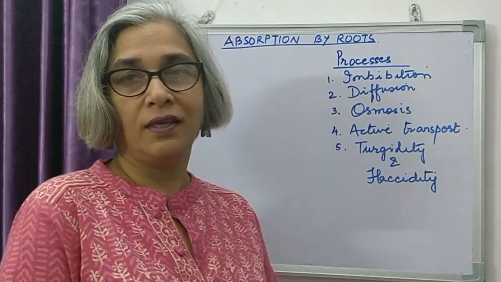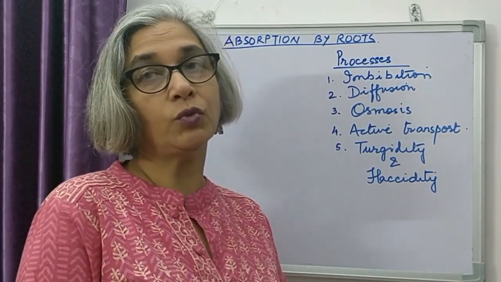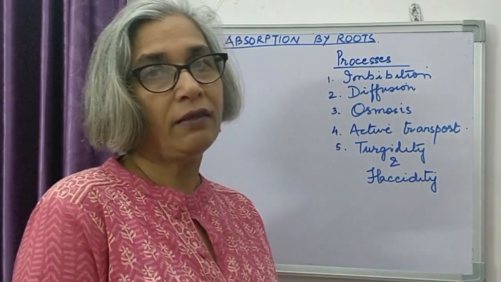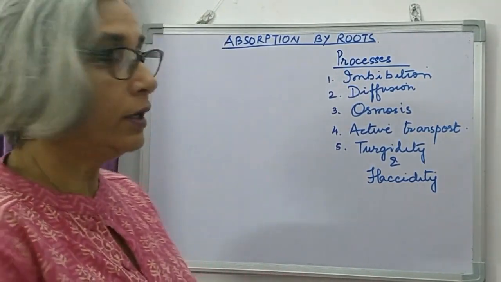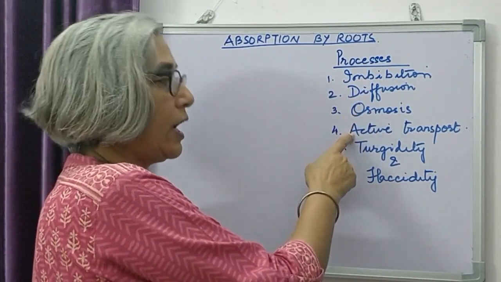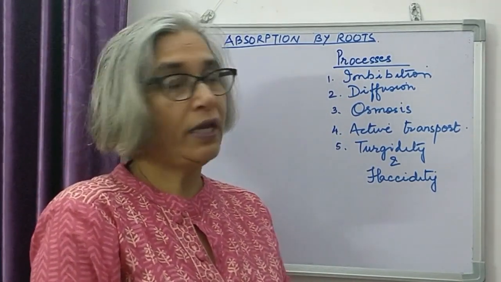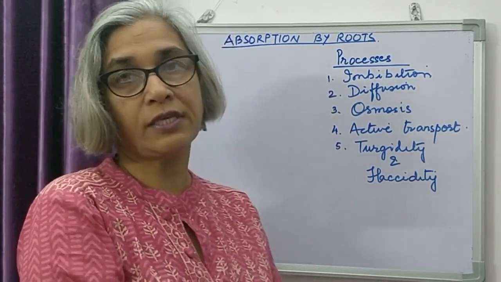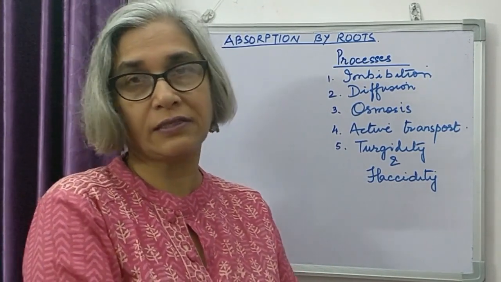Hello students. Now in my previous class I had started with the topic absorption by roots, and I had told you that there are 5 main processes that are involved in this process of absorption by the roots. They were imbibition, diffusion, osmosis, active transport, and the 5th was turgidity and flaccidity. We had discussed 3 in detail, but before I move on to the 4th process, let us quickly revise it in the first few minutes of today's class.